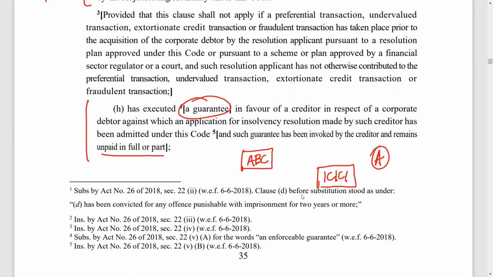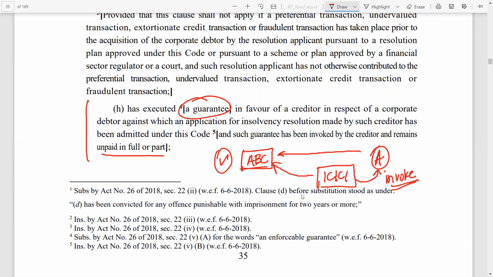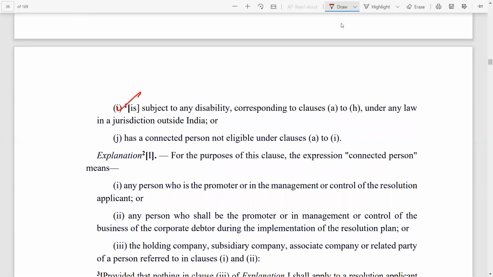Now, if I say ICICI Bank has filed the application for the CIRP of ABC Limited, and that application is admitted, in that case Mr. A will become ineligible if ICICI Bank invokes the guarantee. ICICI Bank has invoked the personal guarantee and Mr. A has not paid the amount to ICICI Bank for the dues of ABC Limited. In that case, Mr. A will become ineligible. However, if this is not invoked, then Mr. A will be eligible. Thereafter, any other disability or any similar disability which is being attracted to a jurisdiction outside India, in that case, you will become an ineligible person.